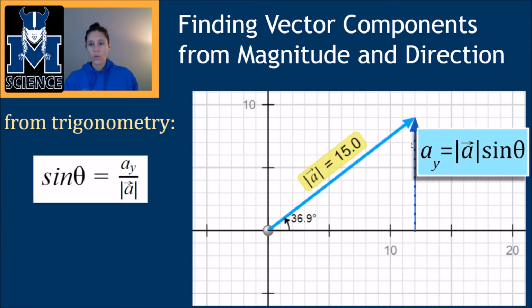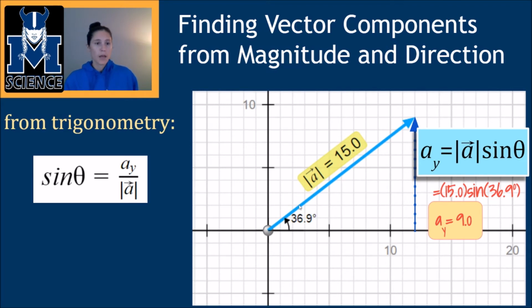So we can solve by rearranging this equation and multiplying both sides by the magnitude of the vector. We can solve that this y component of this acceleration vector is going to equal 15 times the sine of the angle here. So 15 times the sine of 36.9, and we get that Ay is 9.0. And if we were putting our units on here, if this really is an acceleration vector, the units would be meters per second squared.